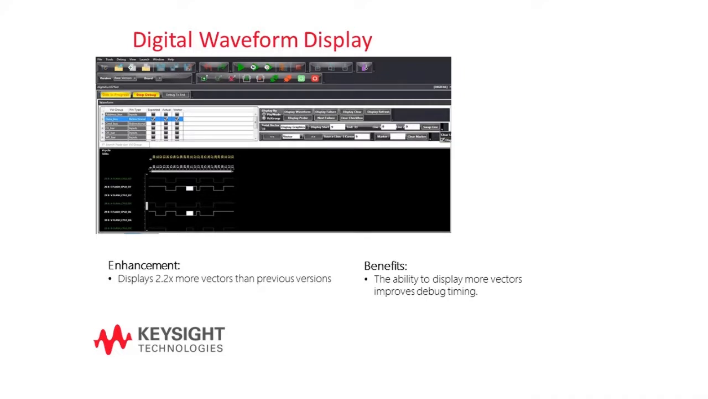The digital GUI comes with a new and improved vibrant waveform display. It has the ability to display twice the number of vectors compared to the BT Basic, and vastly improves the debug timing as well.